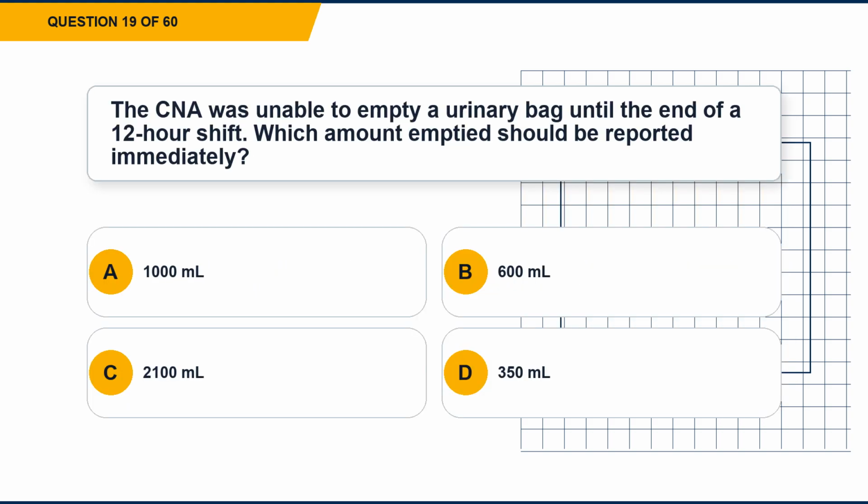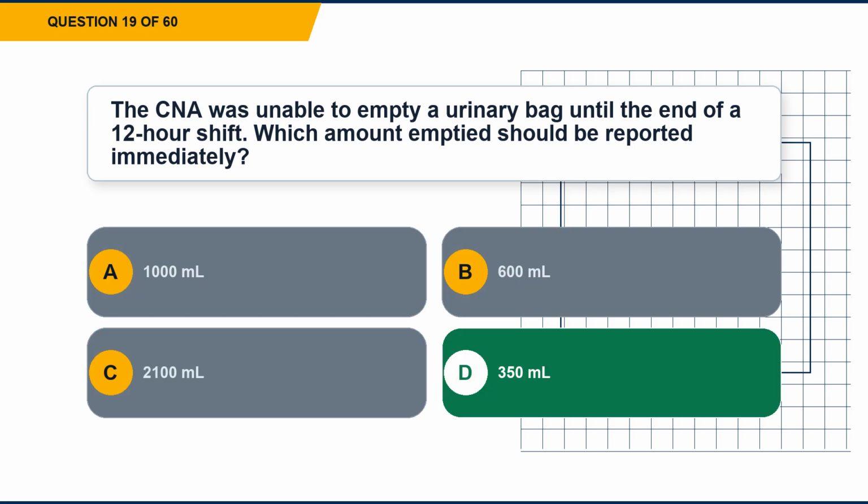Question 19. The CNA was unable to empty a urinary bag until the end of a 12-hour shift. Which amount emptied should be reported immediately? Option A, 1,000 milliliters. Option B, 600 milliliters. Option C, 2,100 milliliters. Option D, 350 milliliters.